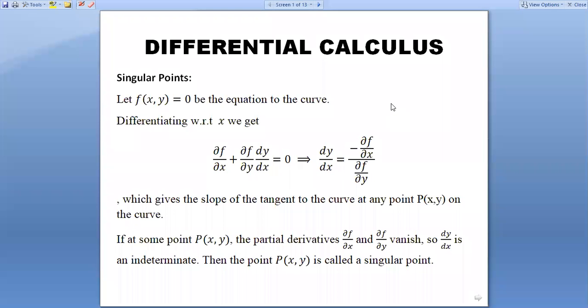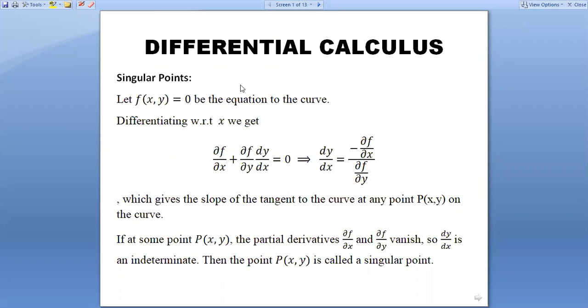Hello students. In this class, I'll be teaching you how to find the nature of the curve. So let us start the class. To know the nature, you have to first know some of the definitions. The first definition is singular points.